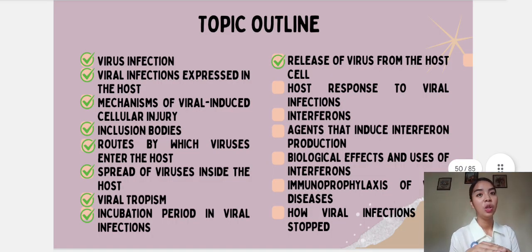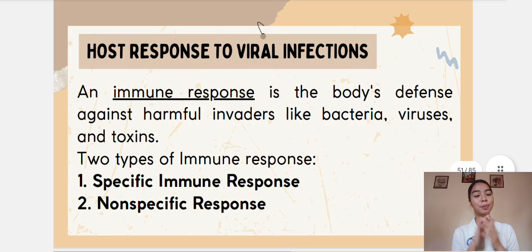Now we are ready to the next topic outline, which is the host response to viral infection. So in this slide, we have the host response to viral infection. An immune response is the body's first line of defense against harmful invaders like bacteria, viruses, and toxins. So, hindi lang nagre-respond yung immune system natin sa viruses, but they can also respond to bacteria, parasites, and so on and so forth.